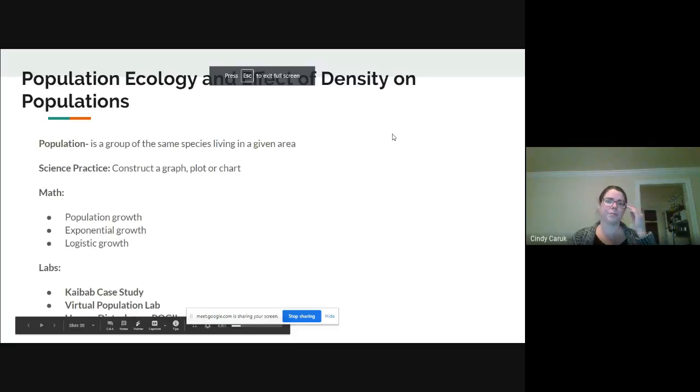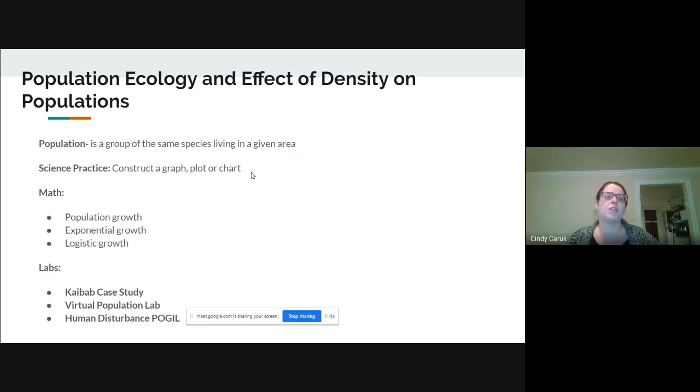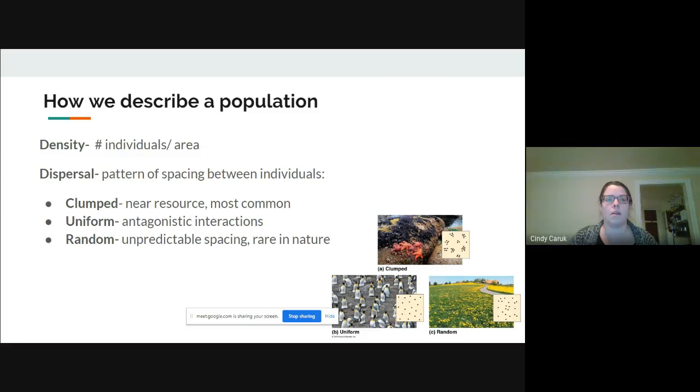There we go. So the science practice here is to construct a graph, plot, or chart. The math is the potential population growth, the exponential growth, logistic growth models. We did this with the Kaibab case study. There's a virtual population lab, and we looked at human disturbance, POGO, and how that affects populations as well.